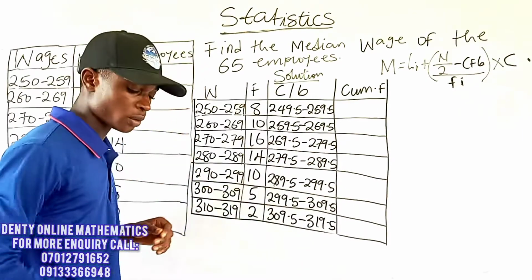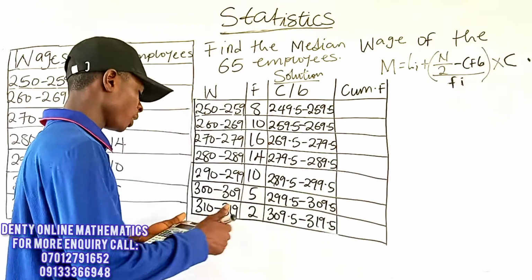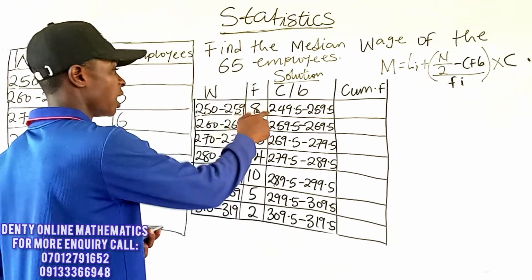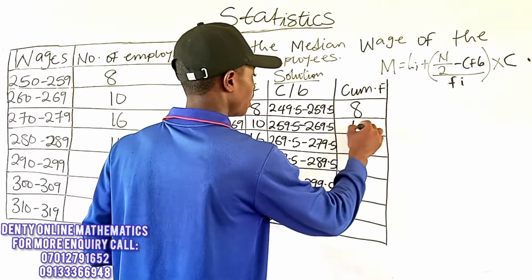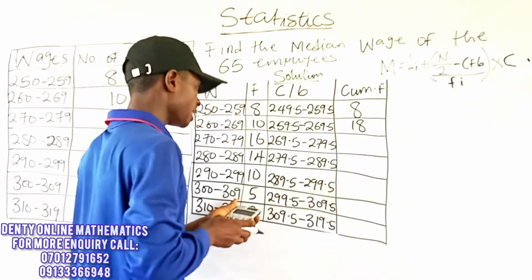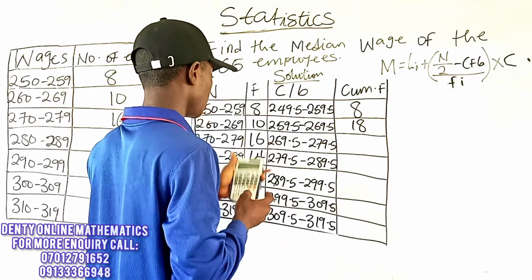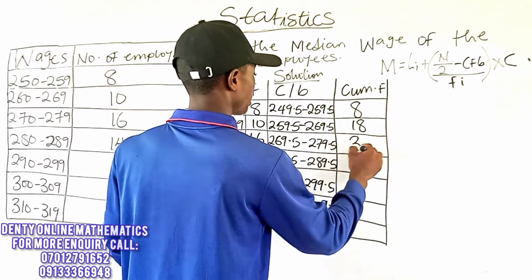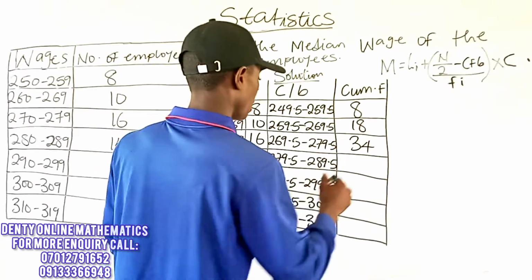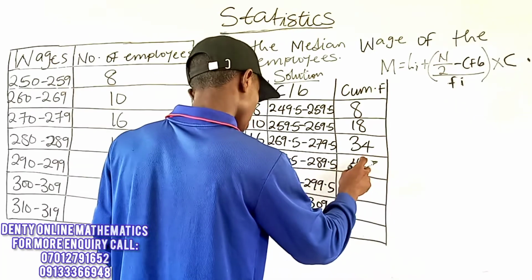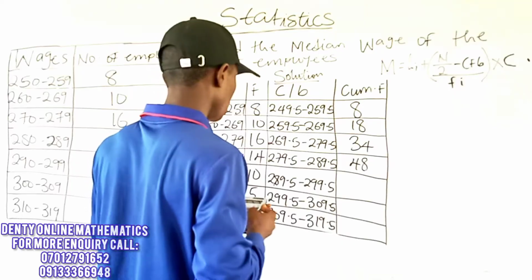Now for the cumulative frequency column, what you do is you pick out the first frequency. What's the first frequency we have here? 8. Now you add 8 plus 10. What are you going to have? 18. Now that 18 that you have, you add it plus this 16 here. You have what? 34. That 34, add it plus 14. You are going to have 48. That 48 that you have, add it plus 10 here. You are going to have what?